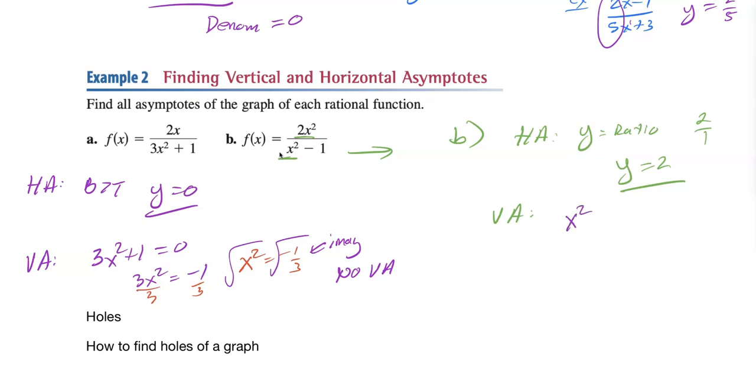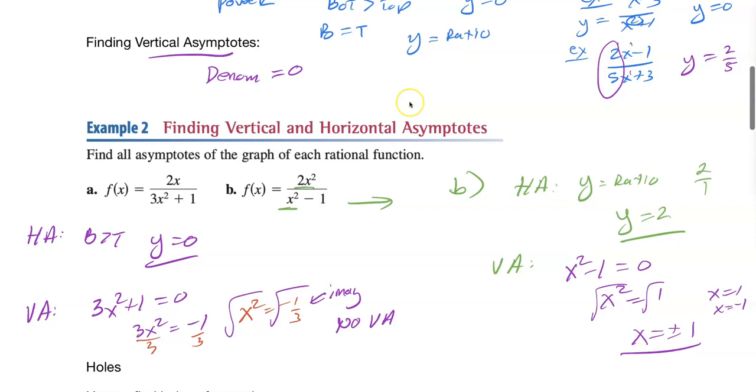So x squared minus 1 equals 0. X squared equals 1. Square root it. X equals plus and minus 1. We actually have two vertical asymptotes: x equals 1 and x equals negative 1. So here we have 2 vertical and 1 horizontal. So now we have vertical and horizontal asymptotes.